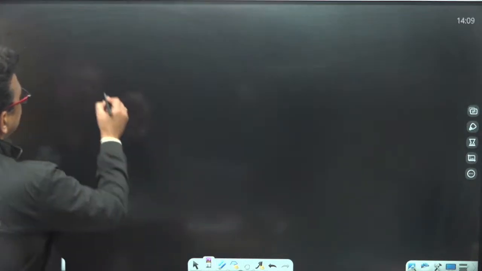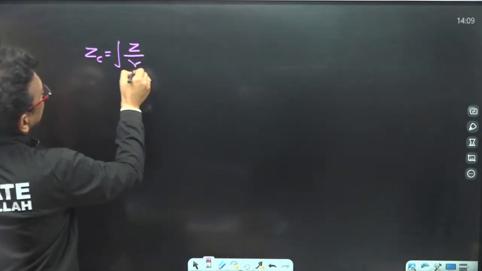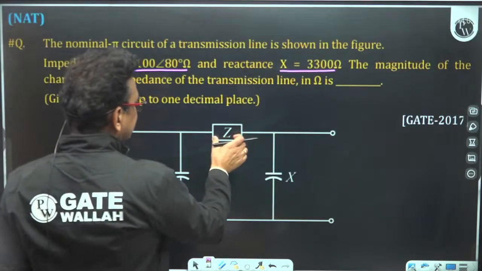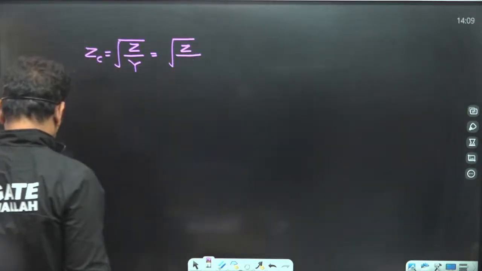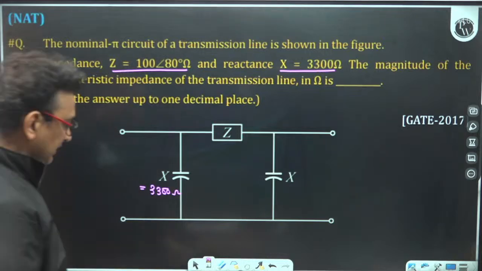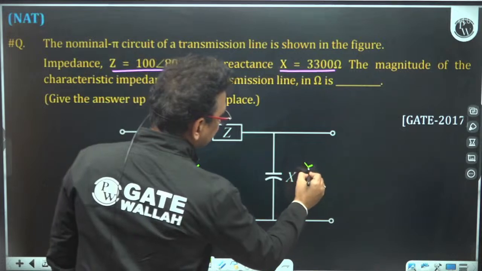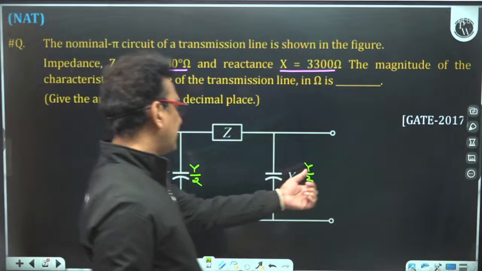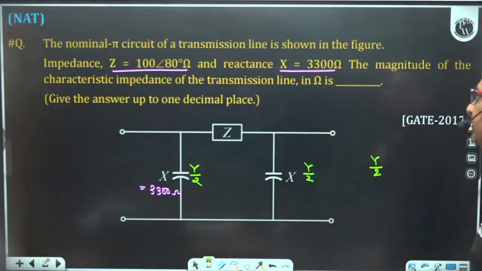So what is the characteristic impedance? It's the square root of Z upon Y. Z is the total series impedance and Y is the total shunt admittance. So series impedance is given, Z is Z only. Now what is Y? Y is the total admittance. This is Y by 2 and this is also Y by 2, because the total shunt admittance is equivalent to Y. So we have to find out the value of Y by 2.